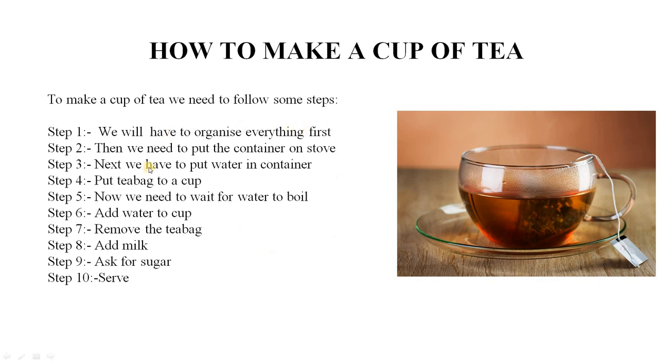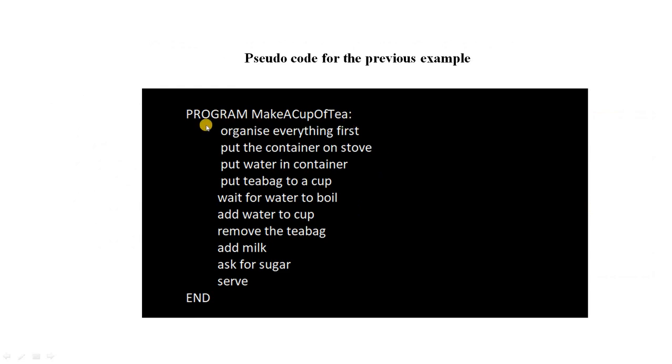We can write this whole example in pseudocode form as follows. Here we will write the program name as make a cup of tea. Then we will write the steps as follows. First is to organize everything first. Second is to put the container on the stove. Third is to put water in the container. Fourth is to put a tea bag in a cup. Next, wait for the water to boil. Add water to the cup. Remove the tea bag. Add milk. Ask for sugar and serve. And then it will be ended by writing END.